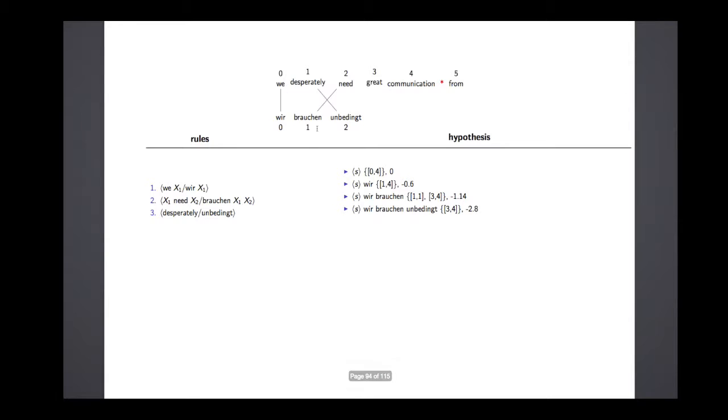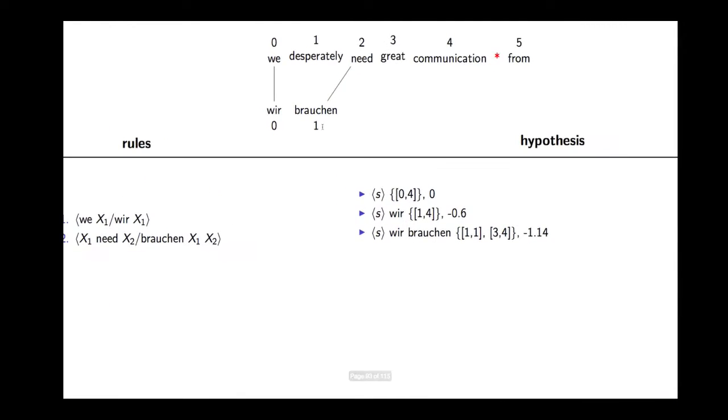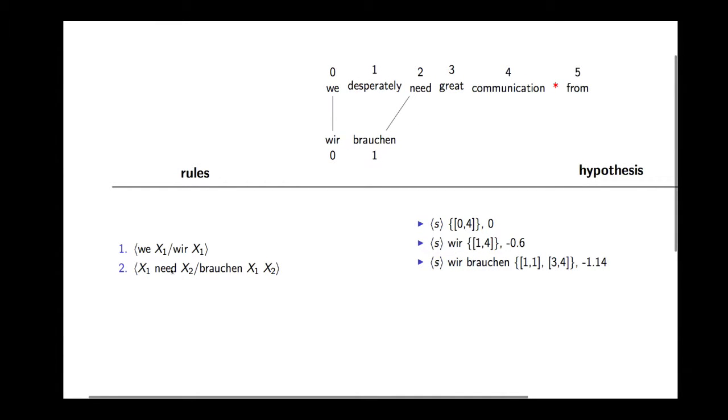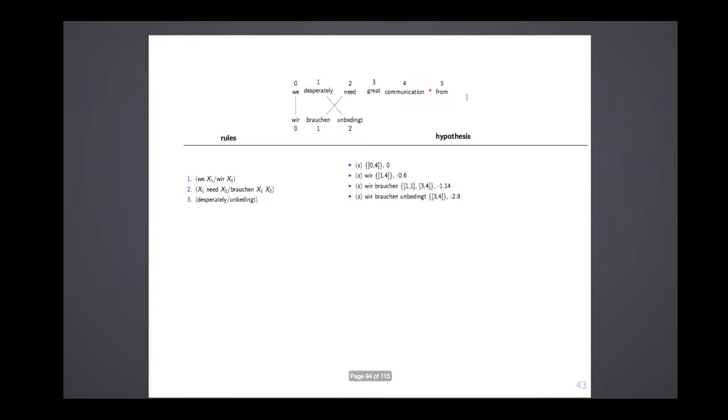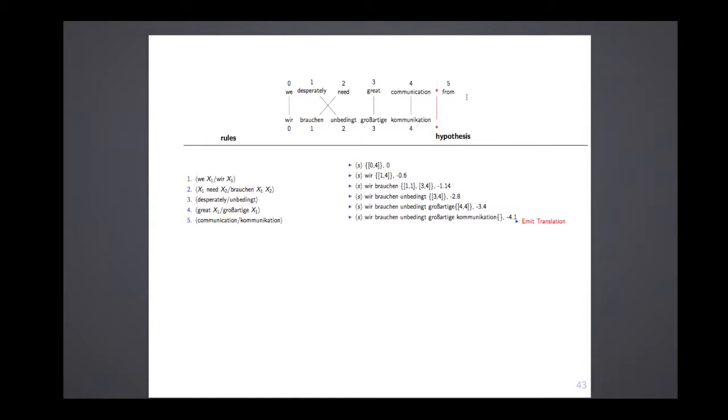Okay, so that's the next step. The interesting thing here is this translation rule says x1 need x2, and in German there would be x1, x2. So we're going to first find a translation for "desperately," and then find a translation for "great communication." All of this reordering is handled by these weighted rules. Then we have "desperately," as I said, and then we have "great communication." Now we've reached a segment boundary, so we emit the translation, right?